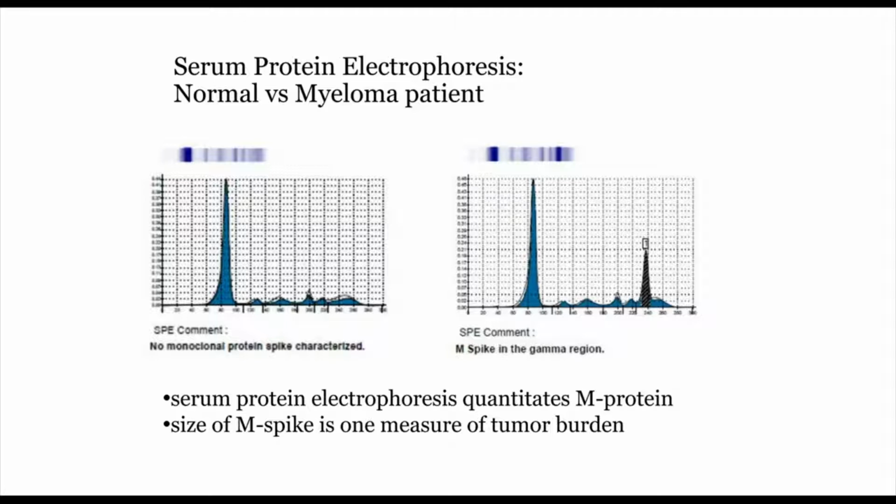Serum protein electrophoresis is the electrophoretic separation of the major proteins dissolved in serum and is capable of quantitating the M protein generated by the myeloma plasma cells. Generally, the size of the M spike is one measure of the tumor burden in myeloma patients.